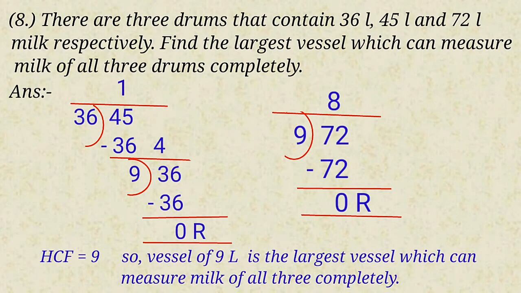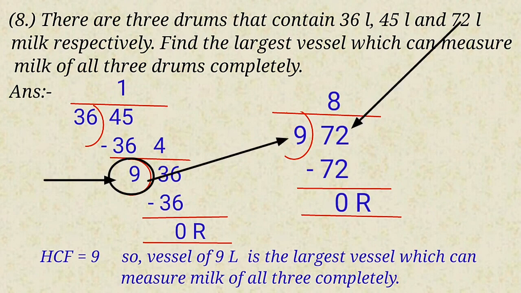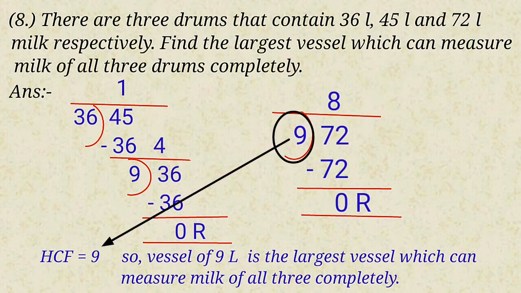8th is there are 3 drums that contain 36 liter, 45 liter and 72 liter milk respectively. Find the largest vessel which can measure milk of all 3 drums completely. So let's find their HCF. Let's take 36 and 45. 36 ones are 36. We get 9 remainder. Now let's take 36 as dividend. 9 fours are 36. Gives us 0 remainder. Now from here HCF is 9. So let's take 9 and 72. 9 eights are 72. So we get 0 remainder. So last divisor is 9. So HCF is equal to 9. So a vessel of 9 liter is the largest vessel which can measure milk of all 3 completely.